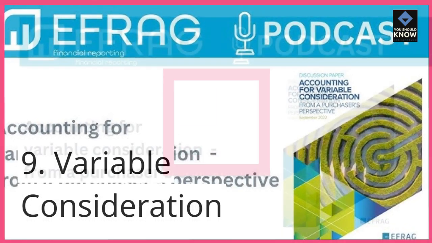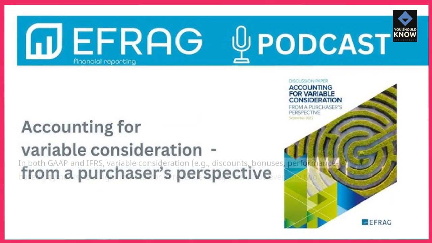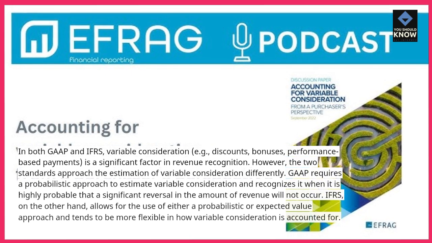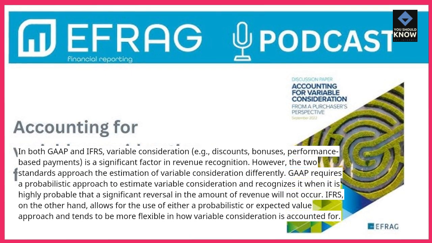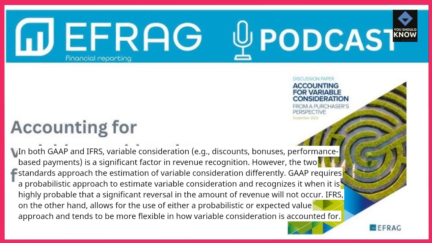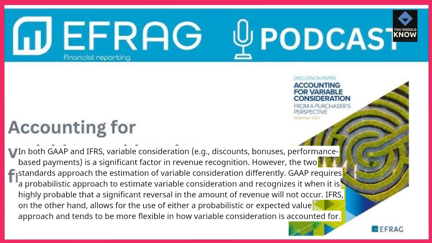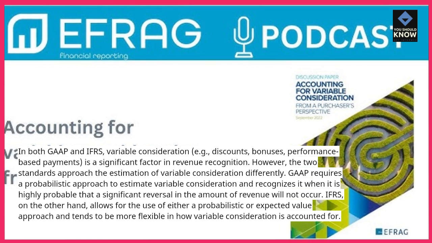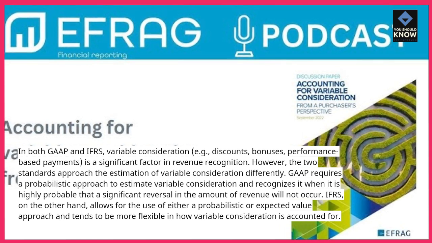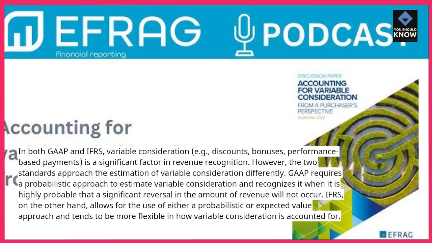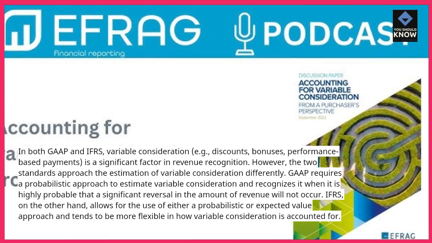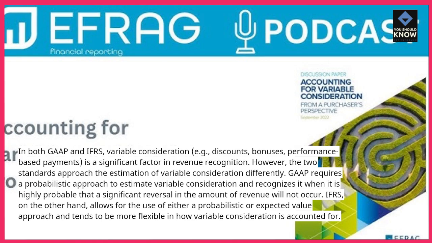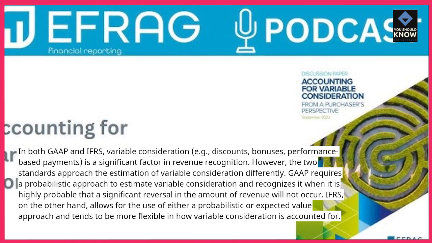9. Variable consideration. In both GAAP and IFRS, variable consideration, e.g., discounts, bonuses, performance-based payments, is a significant factor in revenue recognition. However, the two standards approach the estimation of variable consideration differently. GAAP requires a probabilistic approach to estimate variable consideration and recognizes it when it is highly probable that a significant reversal in the amount of revenue will not occur. IFRS, on the other hand, allows for the use of either a probabilistic or expected value approach and tends to be more flexible in how variable consideration is accounted for.